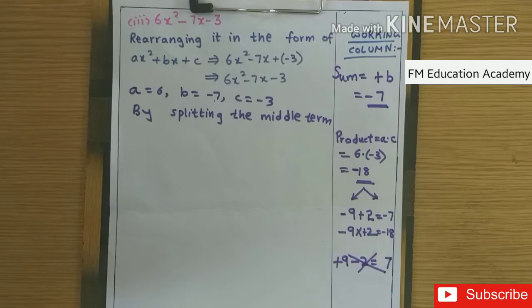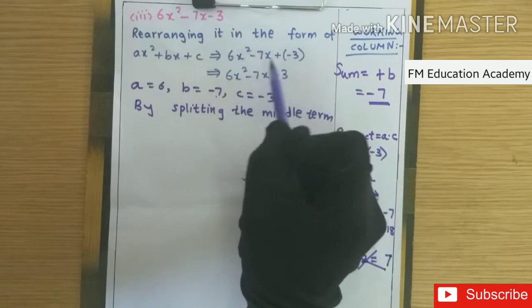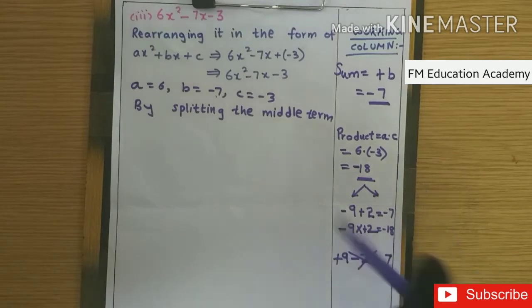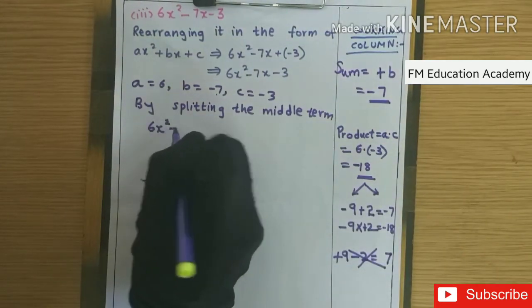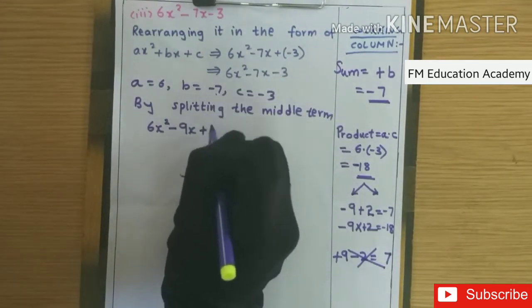Now what to do is splitting the middle term. It means that instead of the middle term minus 7x in this equation, we should write these factors: minus 9x and plus 2x. So 6x square I will copy as it is, only I am splitting the middle term. Instead of minus 7x, I am writing the factors as minus 9x and plus 2x.